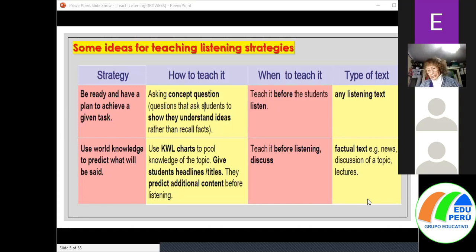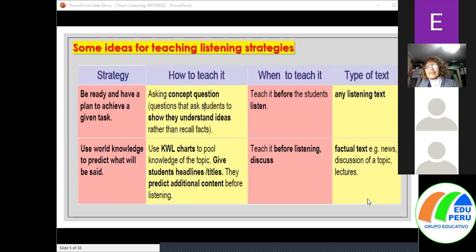So this is the metacognition. You are going to analyze, what did you learn? All right. So KWL. So we're going to use this chart in order to pull knowledge of the topic. So we are going to give our students headlines, titles, and they predict additional content before listening. Notice this is before listening.